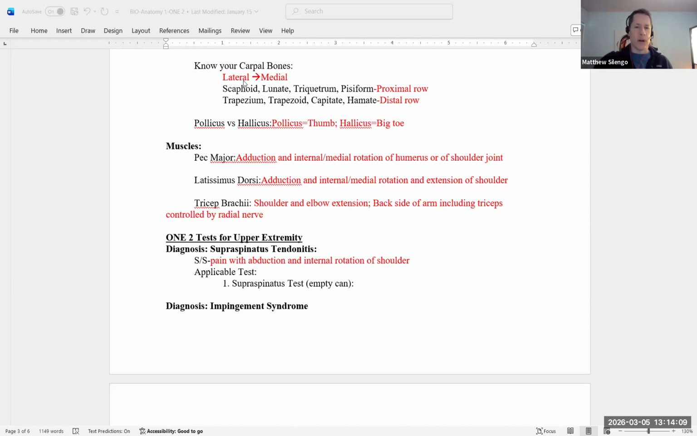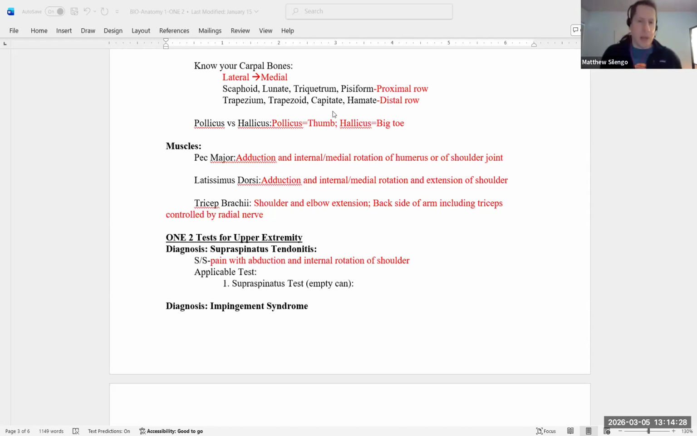And this is the order of the bones from lateral to medial. So, in other words, from thumb side to pinky side, and then listing the proximal row and the distal row: scaphoid, lunate, triquetrium, pisiform, trapezium, trapezoid, capitate, hamate.